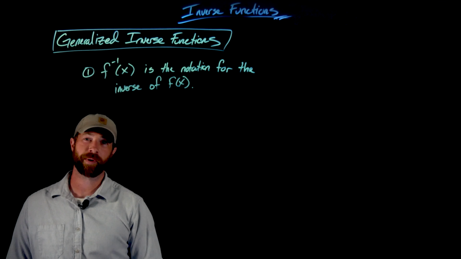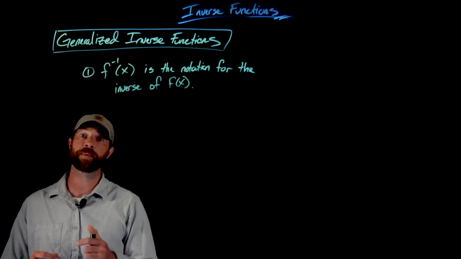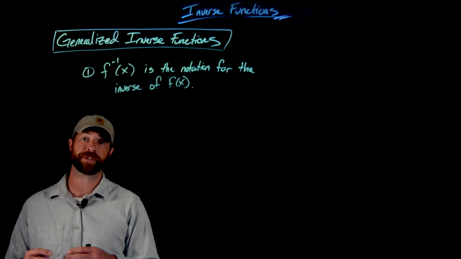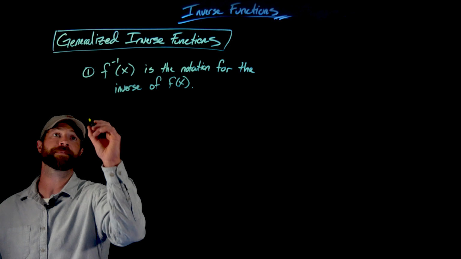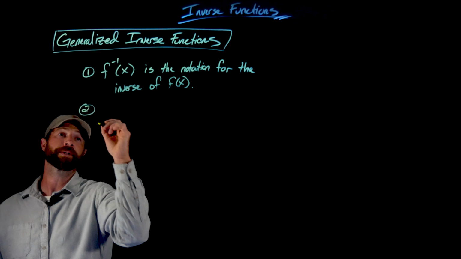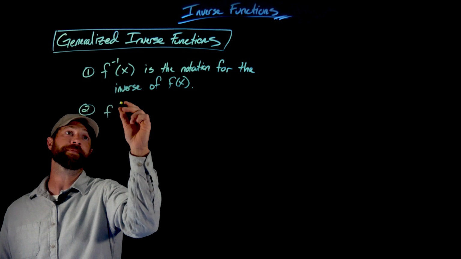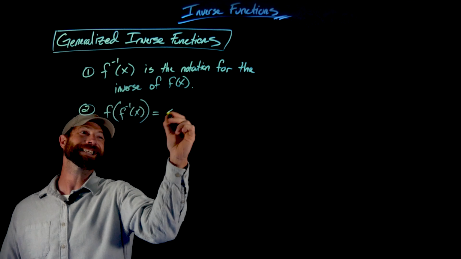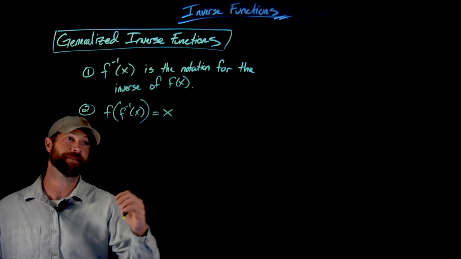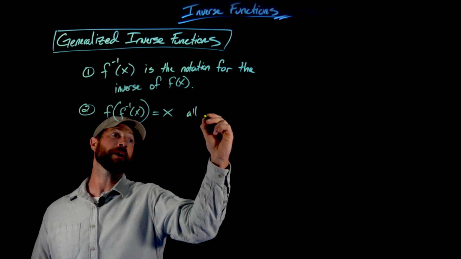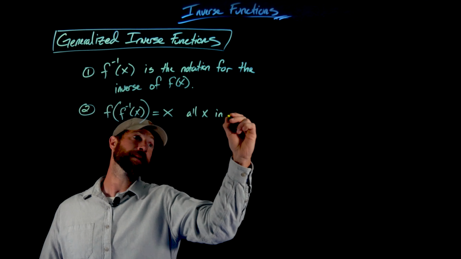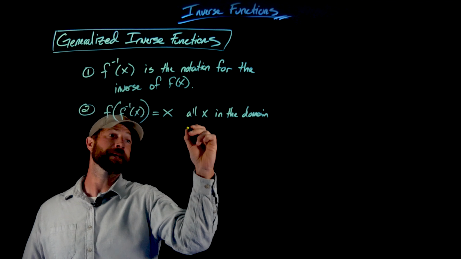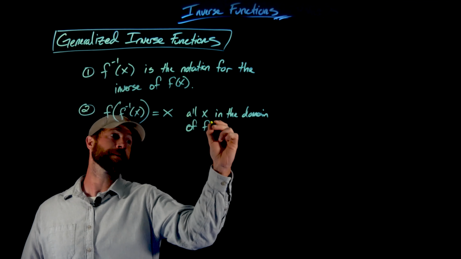All right, so our second generalized statement is what we actually ended with in our original example, and this idea of composition. This is, again, fundamental to the idea of inverse functions. They undo each other. So the statement is that f composed with its inverse of x will always output x, or the identity function, and this is true for all x values in the domain of the inner function here, the inverse.